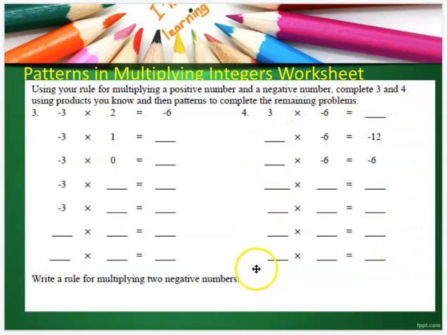This column here is decreasing by 1. So it would go 3, 2, 1, 0, negative 1, negative 2, negative 3. After you do that, you should be able to write a rule for multiplying two negative values.